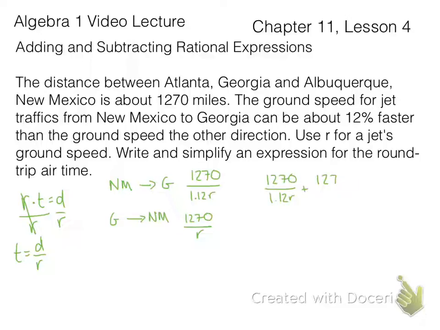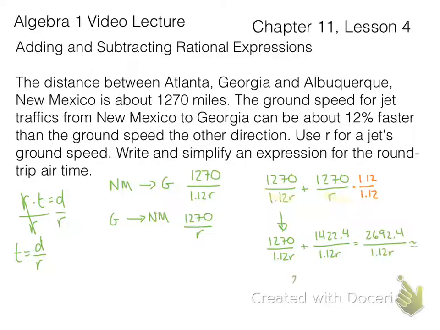All right, so we have the times of my two trips, and so if we add them together, we can't quite add them together just yet because they don't have common denominators. But we can do that easily by multiplying the second fraction by 1.12 to get common denominators. Check that out. All right, then we just add the numerators and then divide by 1.12 so that we can get r by itself, and that would be the actual time.